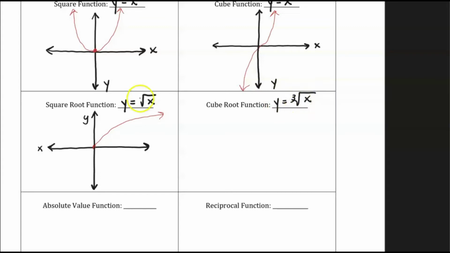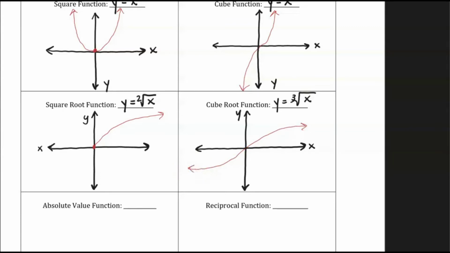Feels like a good time to mention that there is a little index of 2 on the square root function, but typically we don't write it. It's understood to be a 2 without writing it there. But for any other root, you would need to write the index like I did with the 3 for the cube root. And the cube root function looks like that.